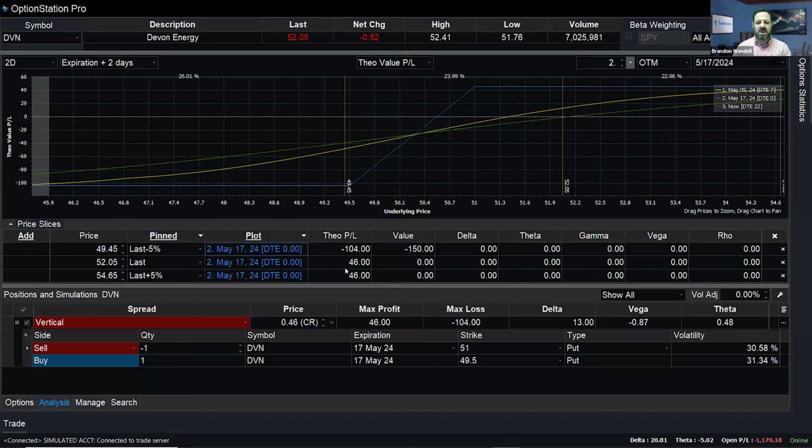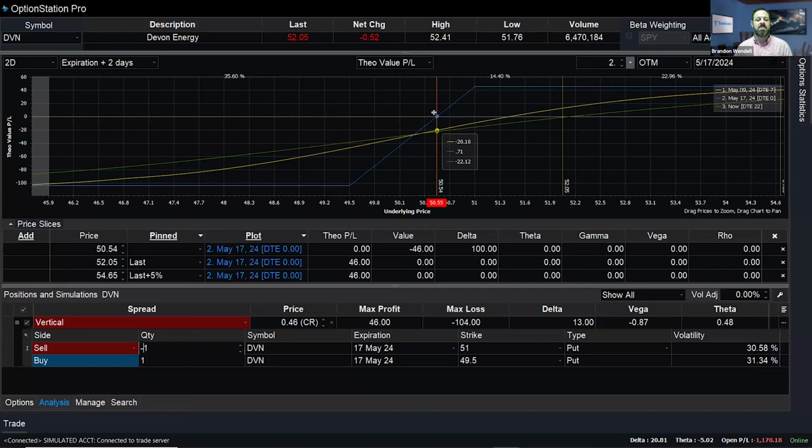And if I want to know what break even is, I should just move one of these to where it intersects right about there with 0 for the profit or loss. And it's close, basically about 50. There it is, $50.54 is break even at expiration. Now, before that, it's going to be different because there's time value and other things that are affecting it.